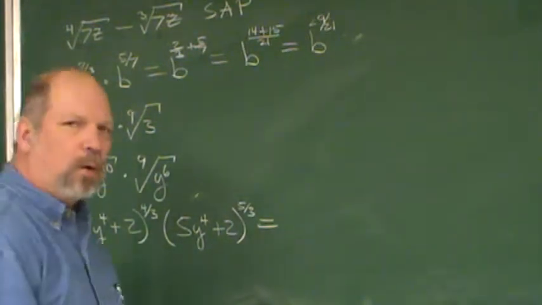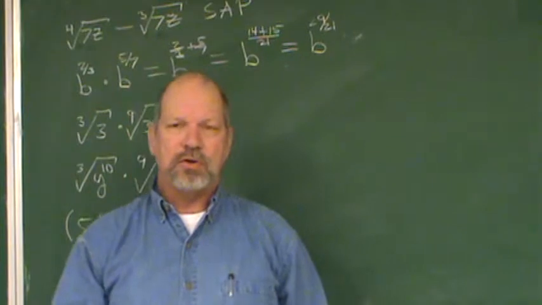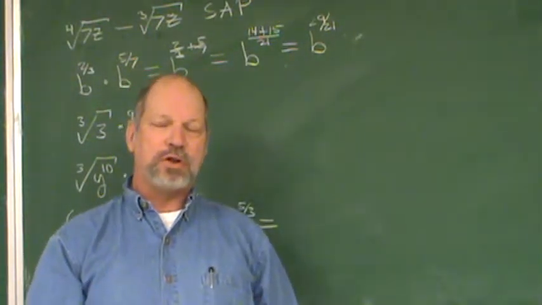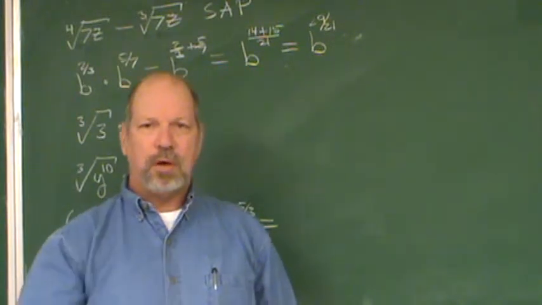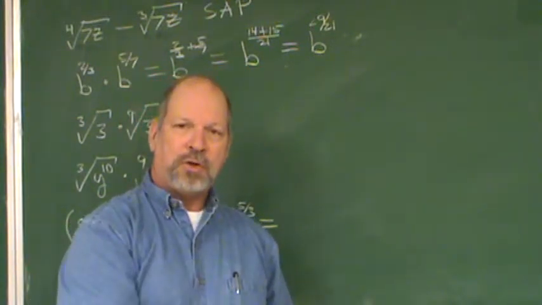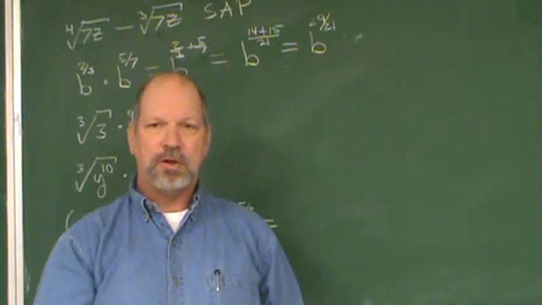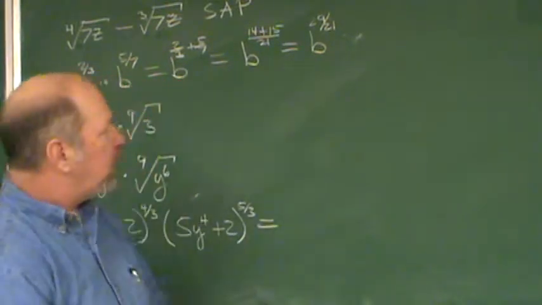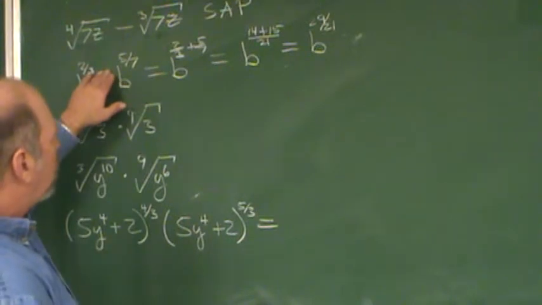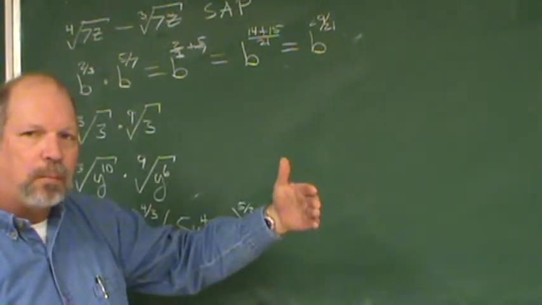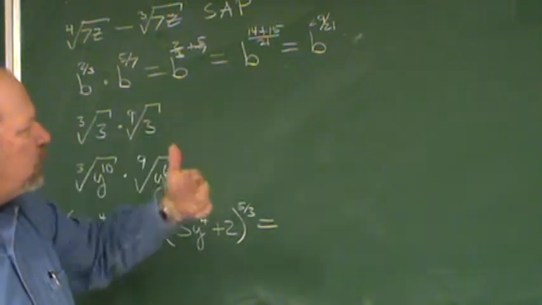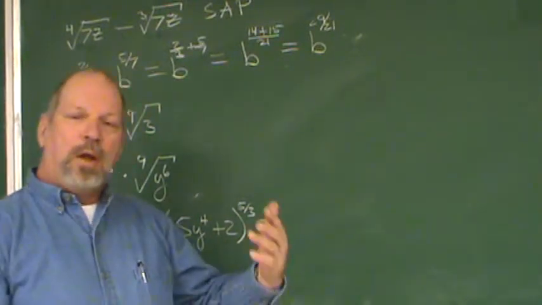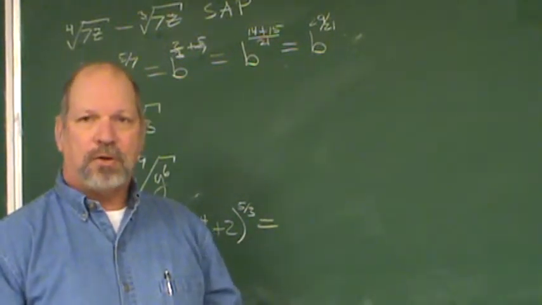Okay? Now, I want you to be polite mathematicians, and polite mathematicians answer the question in the same form they got the question. If the question was given to you in fractions, your answer should be in fractions. If the question was given to you in decimals, your answer should be in decimals. If the question was given to you in exponential form, your answer should be in exponential form. If it was given to you in radical form, your answer should be in radical form. So in this case, the answer of b to the 29 over 21st is correct, and it's polite. So that's the one we want.